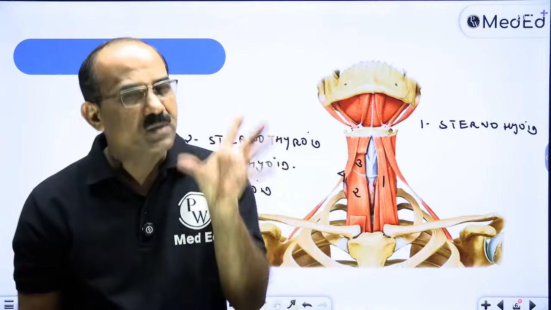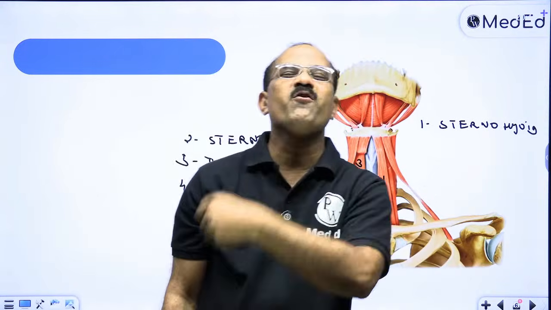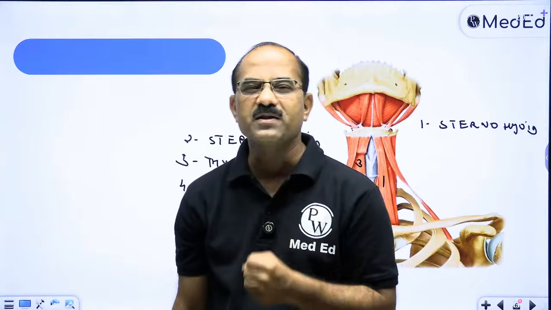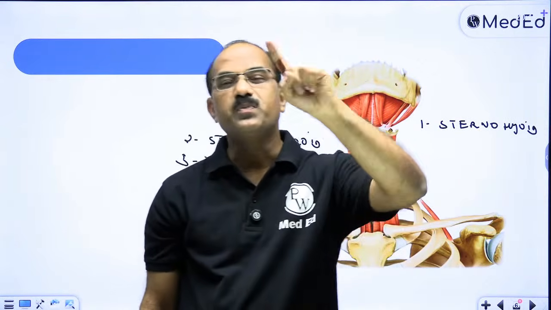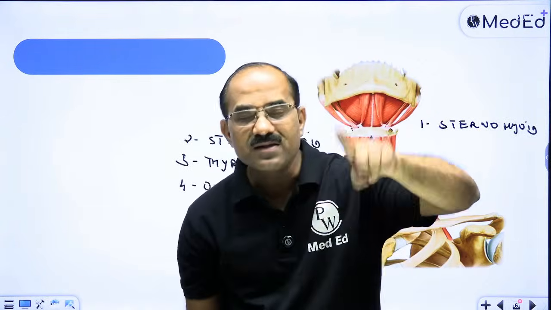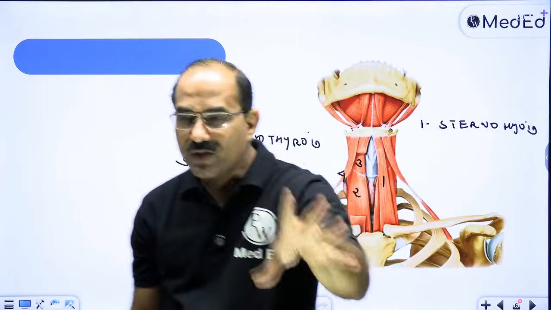Now children, what is important here? What is the nerve supply of these muscles? There is a loop. A loop is known as Ansa. Ansa is a loop, and this loop is found in the neck.